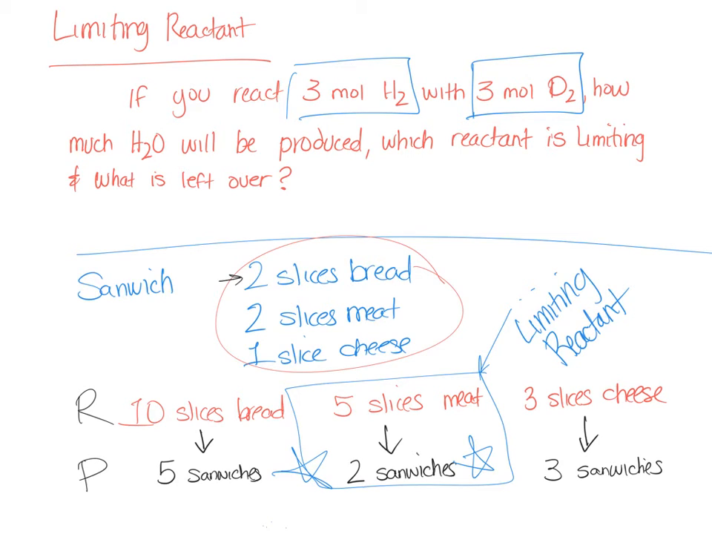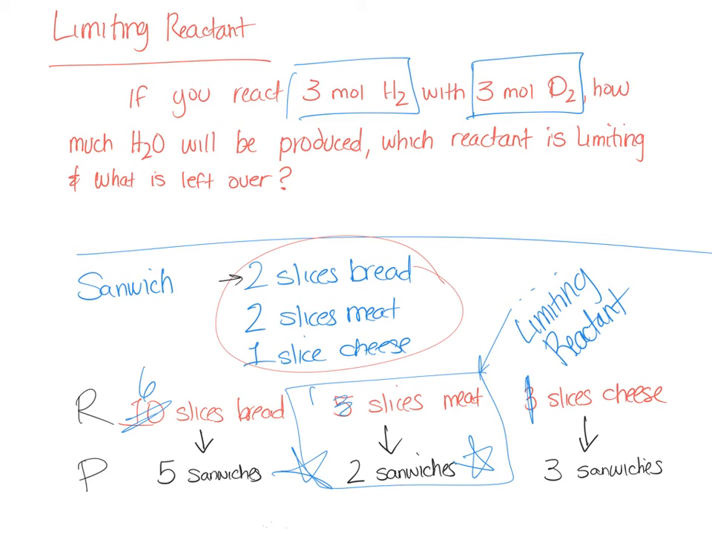I had excess bread, I had excess cheese. In fact, if I'm only making 2 sandwiches, I'm going to have 1 slice of cheese left over. And again, if I'm only making 2 sandwiches, 2 times 2 is 4, I'm going to have 6 slices of bread left over. And normally you'd use up all your limiting reactant. Do you see how I figured out how much excess I'd have?